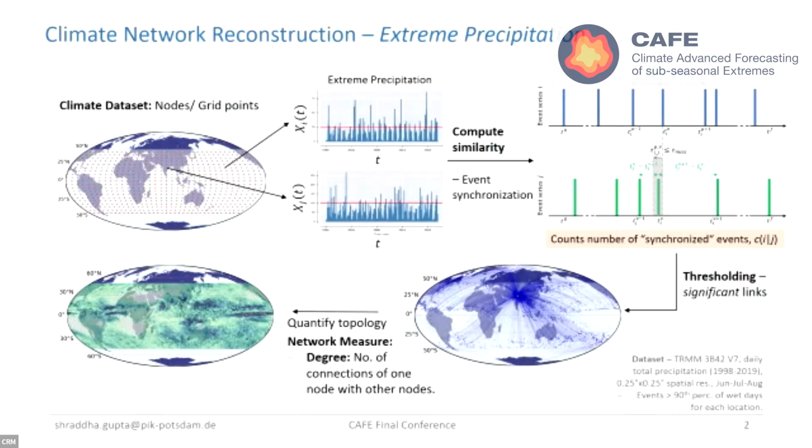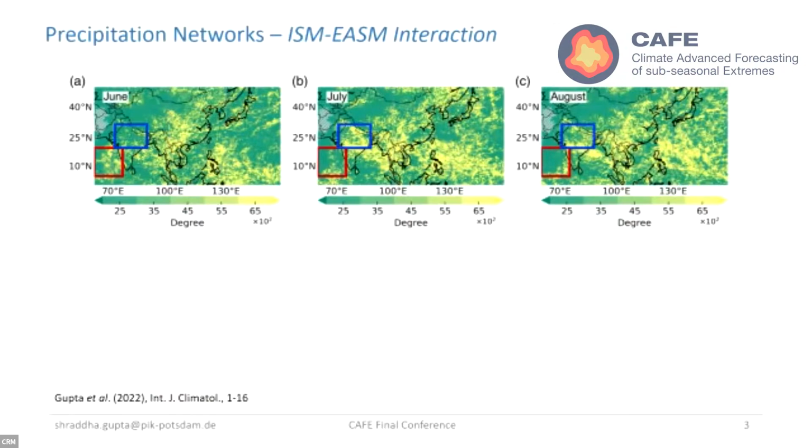So this is the framework I use. For the Asian monsoon region, when I apply the functional network framework for the periods of June, July, and August, we construct individual networks for each of them. We find that in the Indian monsoon region, there are two notable changes as you go from June to July. The first, in the red box, which is the Arabian Sea region, is a decrease in degree as you move from June to July. The second, in the northern and central part of India, which is the blue box, is an increase in the degree as you go from June to July and August.